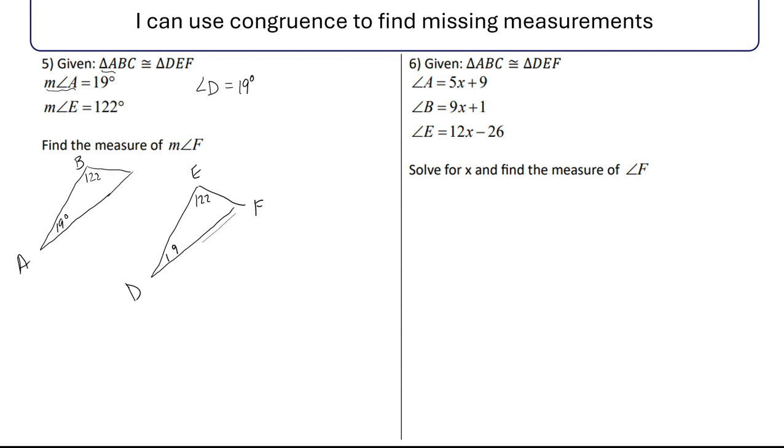I can do that because now I know this triangle has to add up to 180, so I'll do 19 plus 122, which is 131. And the triangle has to add up to 180, so I'm going to do 180 minus 131, and I get 49. So I can use that to figure out what angle F is.